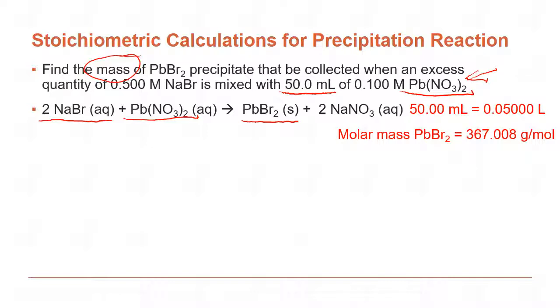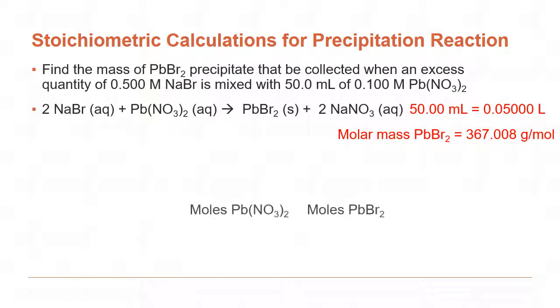So let's start there. The other thing I'm going to need is eventually I'll want to convert my number of moles of lead bromide into mass, since that's what I'm ultimately after. So again, I won't go through the calculation of molar mass. We've done that a number of times, but just express the result here. There's 367.008 grams in each mole of lead bromide.